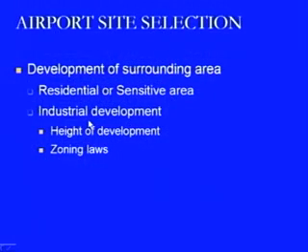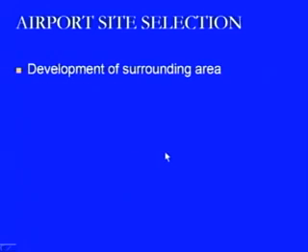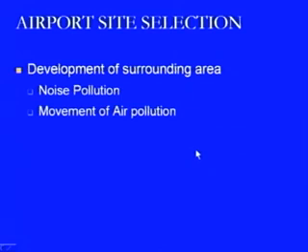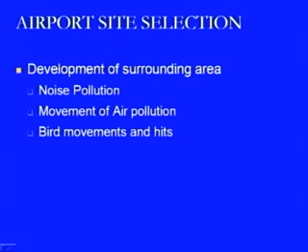Similarly, if we look at the development which is industrial in nature, then we have to look at two aspects. One is the height of development, another is the zoning laws which need to be provided so as to control this type of development. Otherwise, they will come into the flight path of the aircraft, and this is another safety problem. Further, this development of the area may also cause, as I have just discussed, noise pollution. It may also create a problem in terms of air pollution, because whatever pollution is there on the side of the development may move with the air towards the airport.